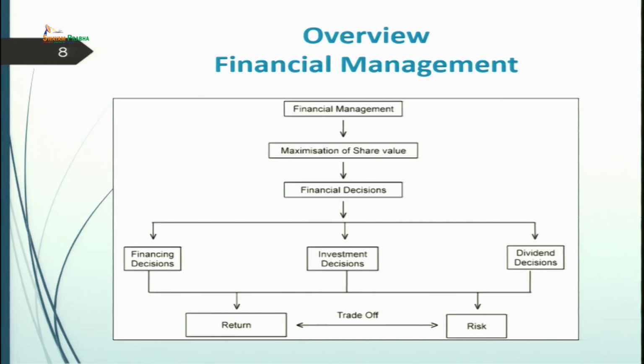Now let's talk about the overview of financial management. Let's see how the entire flow of financial management goes. What are the main essential key areas involved in financial management? The first prime concern of financial management is share value maximization. They believe that through maximization of share value, profits will automatically come to the organization. And for this maximization of share value, the correct financial decisions have to come from financing decisions, investment decisions, and the next is the dividend decision or the liquidity decision.